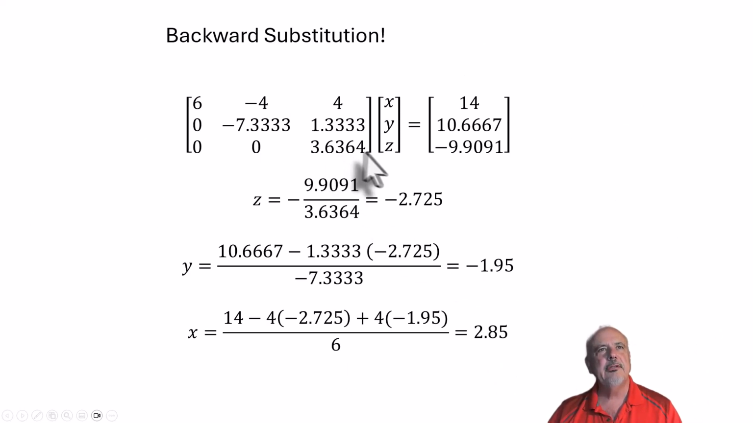Okay, so I could take that final augmented matrix now and do my backwards substitution. So here you can see that I've got the z, solve for the z at first, and I get that minus 2.725. And then now that I know that, I could go and solve for y from the second equation. So I'm going to have the 10 and 2/3, I guess, minus 1.1, basically 4/3 times my z minus 2.725 divided by the minus 7 1/3, and I get the minus 1.95 that I had earlier.